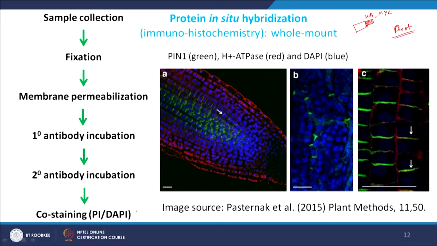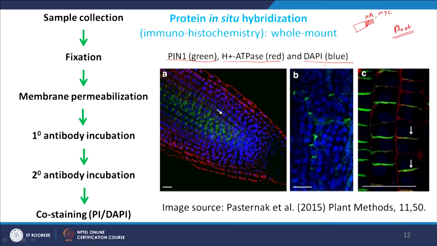You can in fact co-stain with different dyes. So for example, if you take this example here, a protein which is PIN1 protein, a very important auxin transporter protein, has been seen for its localization. You can see the green signal is for PIN protein, and then another protein is tagged with the red signal, it is ATPase protein. So basically this is going to mark the membrane protein, and then DAPI, which is blue in color, binds with the DNA, so it is going to stain the nucleus. So these all three together have been used to check the localization of PIN protein.